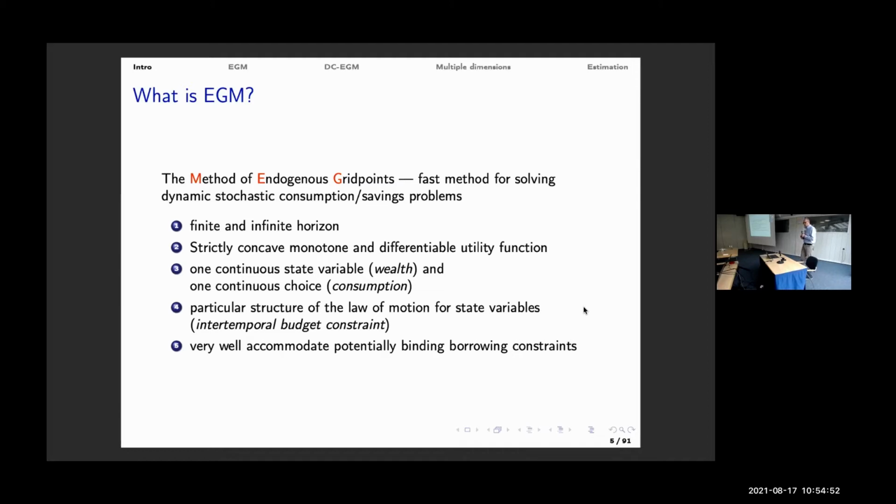And in the standard setup, it's one continuous state variable, one continuous choice variable. So think about consumption savings, wealth and consumption. Now, what's also important is to have a particular structure on the law of motion of this continuous state variable, and we'll see how it works. And it's not that hard to formulate it under more general assumptions. It works well with borrowing constraints.